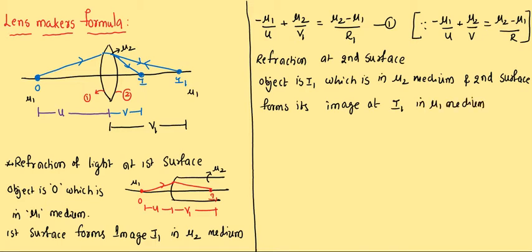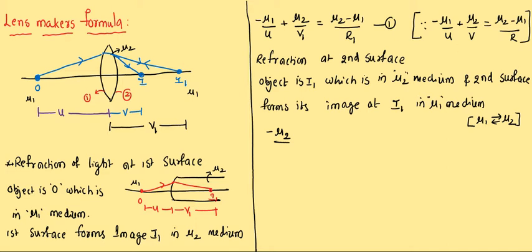What is happening here? For the first surface, object is in Nu1 medium and image is in Nu2 medium, but here object is in Nu2 medium and image is in Nu1 medium. Then how do we write the equation? Here Nu1 is replaced with Nu2, and Nu2 is replaced with Nu1. We have to exchange. The basic formula is minus Nu1 by U.